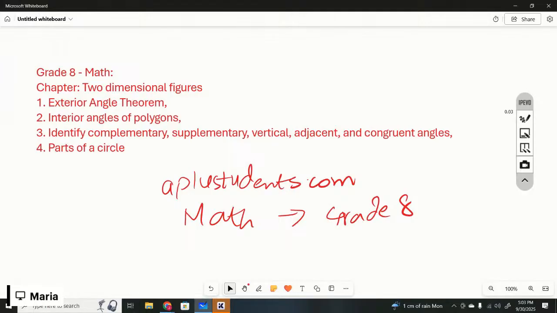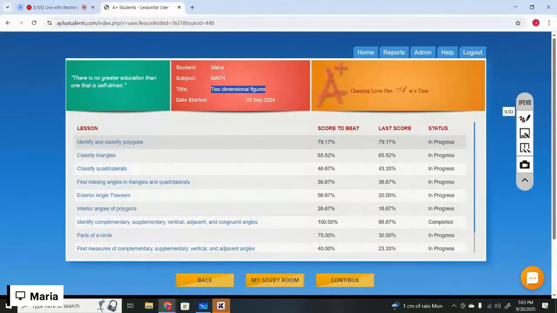The lessons we're going to cover today are exterior angle theorem, interior angles of polygon, identify complementary, supplementary, vertical, adjacent, and congruent angles, and then parts of a circle. So please make sure you have your notebook and pencil so that you can note down the important examples and definitions as well. Here I'm on grade 8 math. The chapter we're on right now is two-dimensional figures.